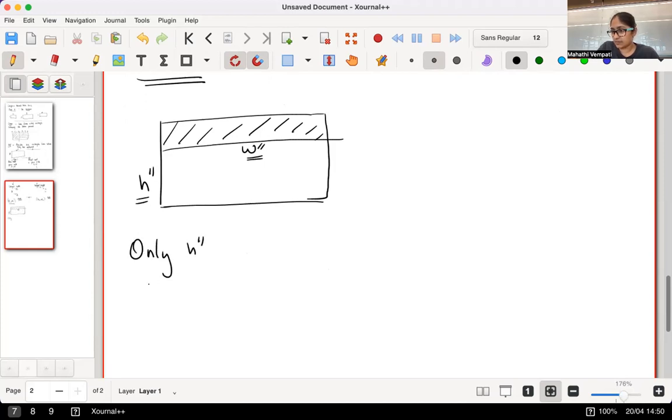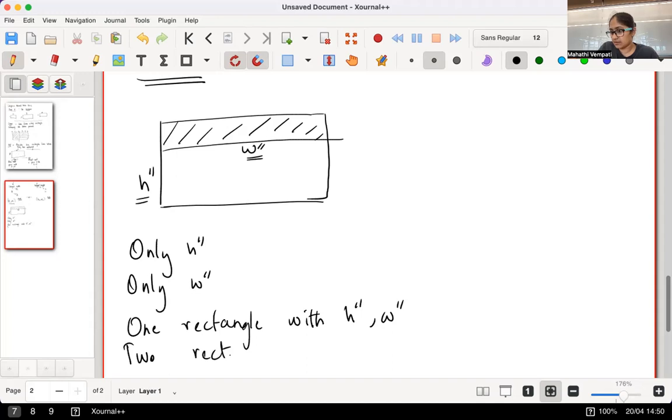Only H prime prime, only W prime prime: one rectangle with H prime prime, W prime prime. Two rectangles: one with H prime prime and one with W.